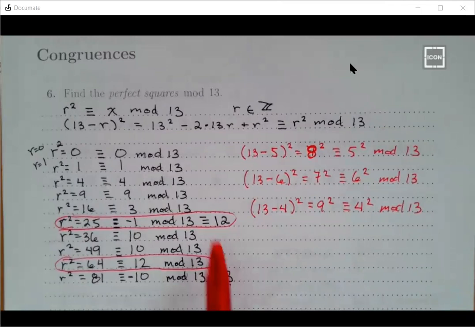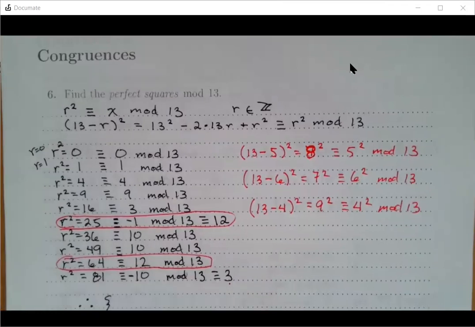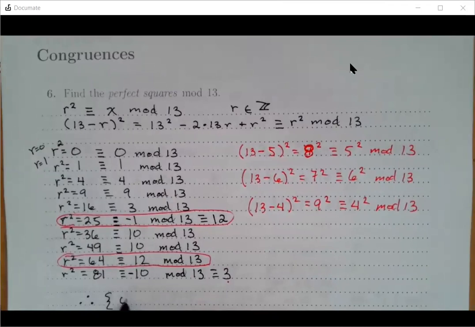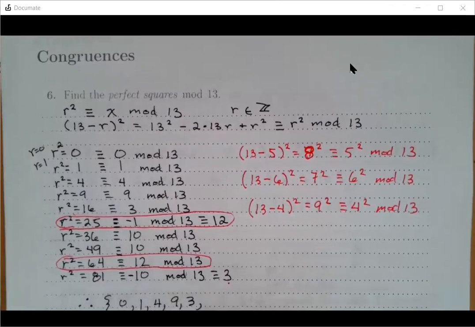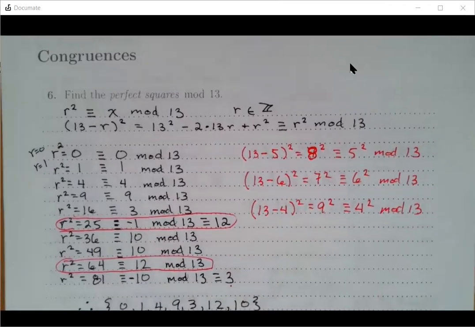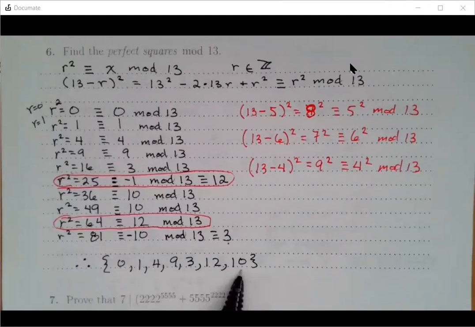This is how you can find the perfect squares modulo 13. So the solution set of perfect squares modulo 13 is 0, 1, 4, 9, 3, 12, and 10. So we have 7 different remainders that we could get if we took a perfect square and set it up in groups of 13.